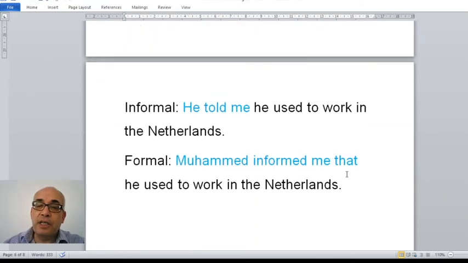Another sentence: "He told me he used to work in the Netherlands." So this is informal. I changed "he" into "Muhammad," because if you say "he," there is no meaning. As I said before, he, she, it, they have no meaning in English unless you use something before them. So I changed "he" into "Muhammad." "Told me," I changed it into "informed me that." So don't forget that: "Muhammad informed me that he used to work in the Netherlands." This is formal.